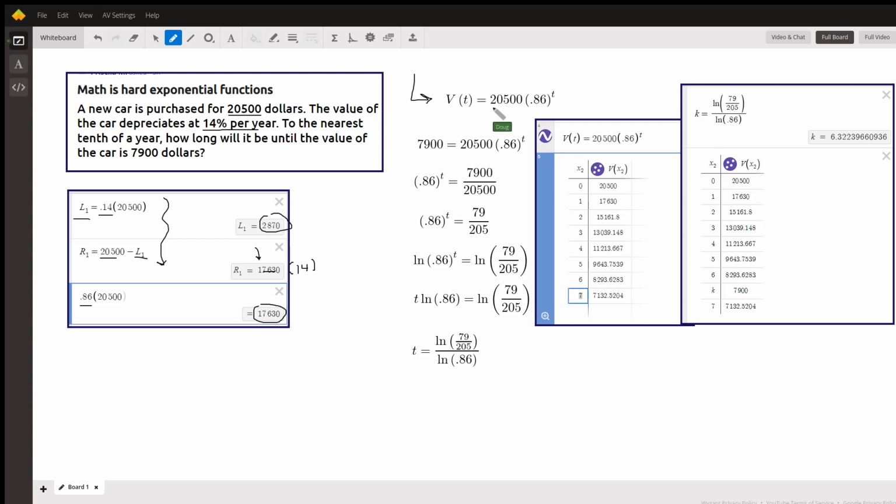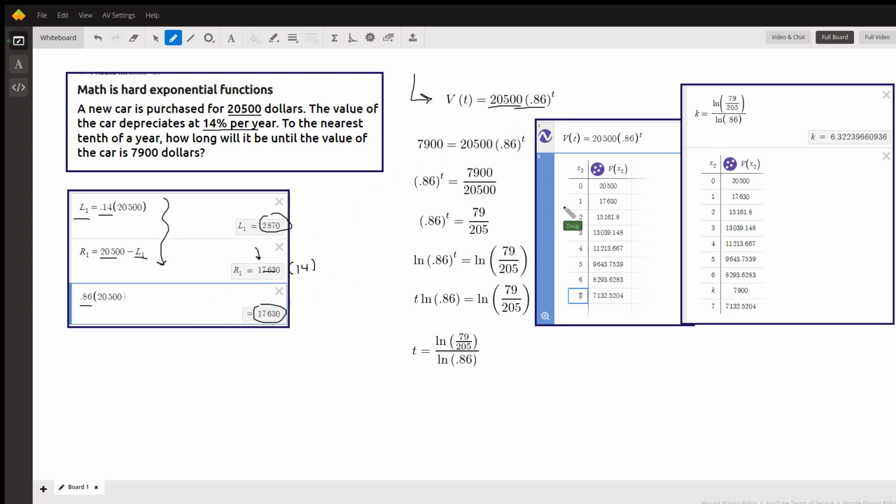So when we create our exponential function, the value of the car based on time, this is the initial amount or the initial value of the car, 20,500, because when we put 0 into that function for t, 0.86 to the 0 power is 1. 1 times the initial amount gives us the initial amount. Okay, and so this is what remains after 1 year: we put 1 in for t, 1 times 0.86.